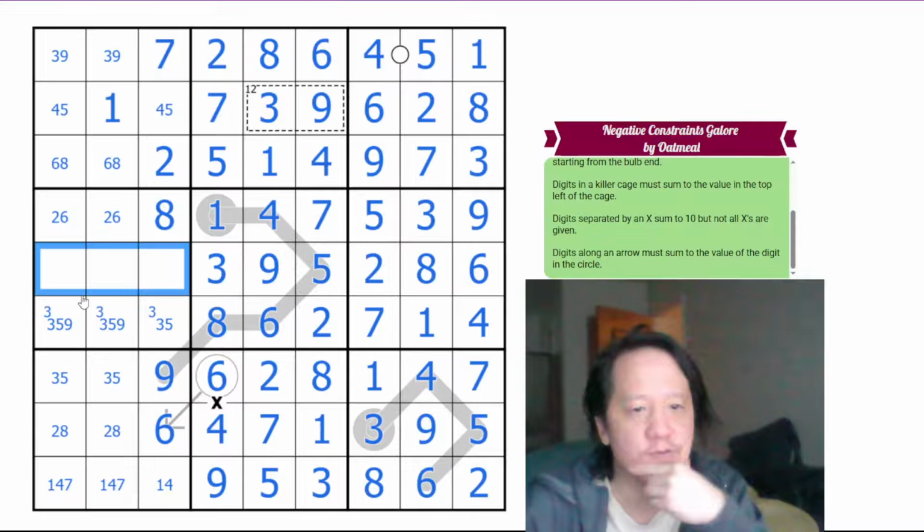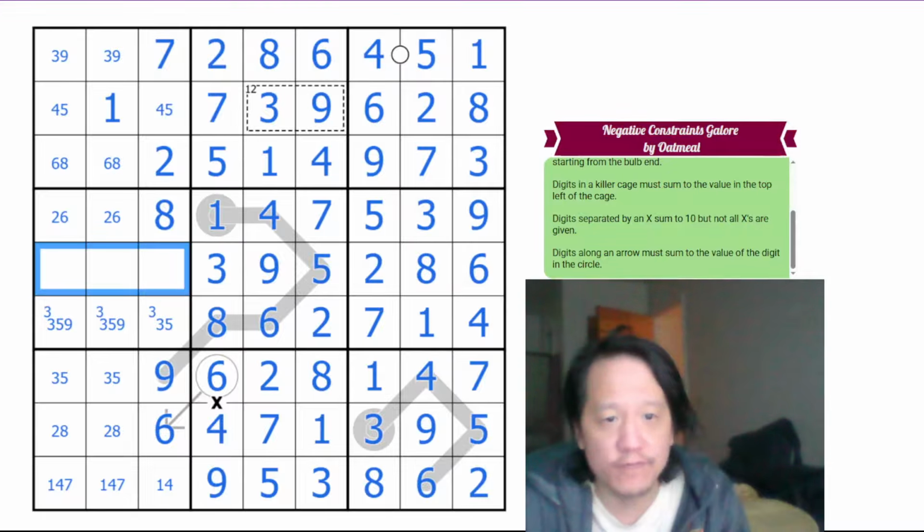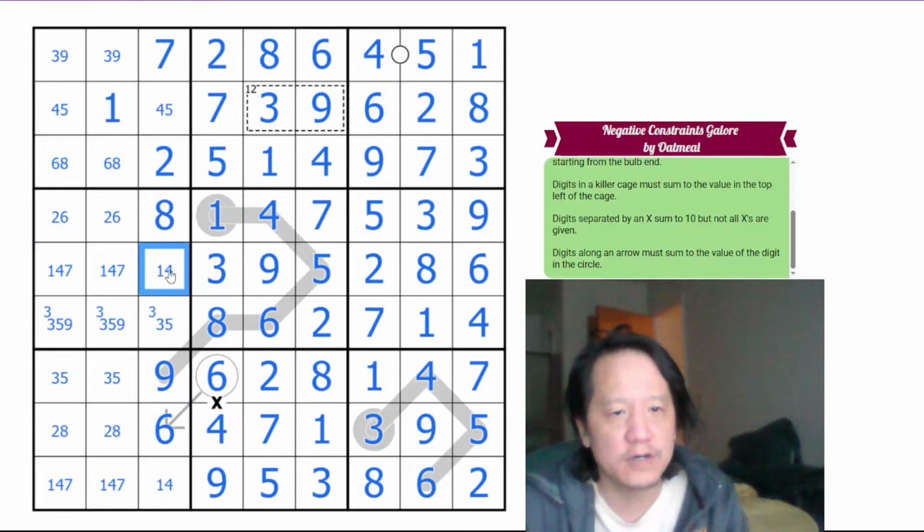Remaining digits in row 5, we have 1, 4, and 7. 7 can't be here because of 7 in the column. This can't be 1 because of 1 in the column. We have a 1, 4 pair in the column. And this can't be 4 because it's consecutive with 3. So this is 1, which makes this 4, which makes this 5, which makes that 3. So there's no 3 here.